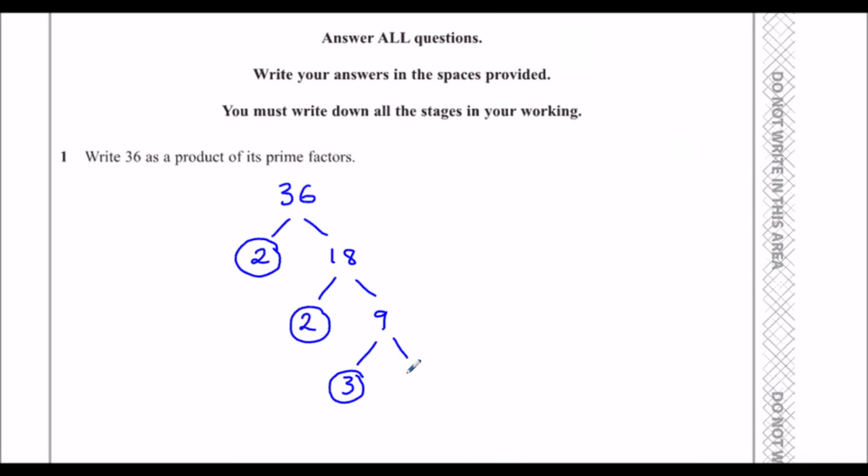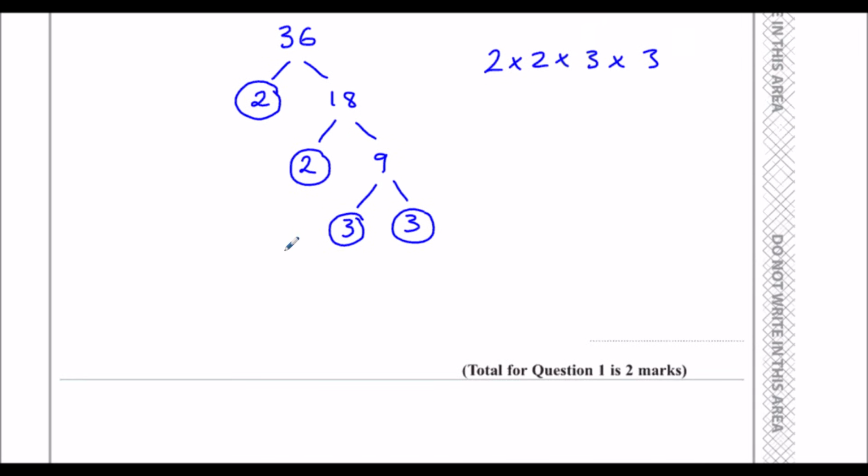It doesn't matter what numbers you pick. If you picked 4 times 9 to start with, you would have still broken it down to the same numbers in the end. So we've got 2 times 2 times 3 times 3, and that is 36 as a product of its prime factors. So we just write on the answer line 2 times 2 times 3 times 3.